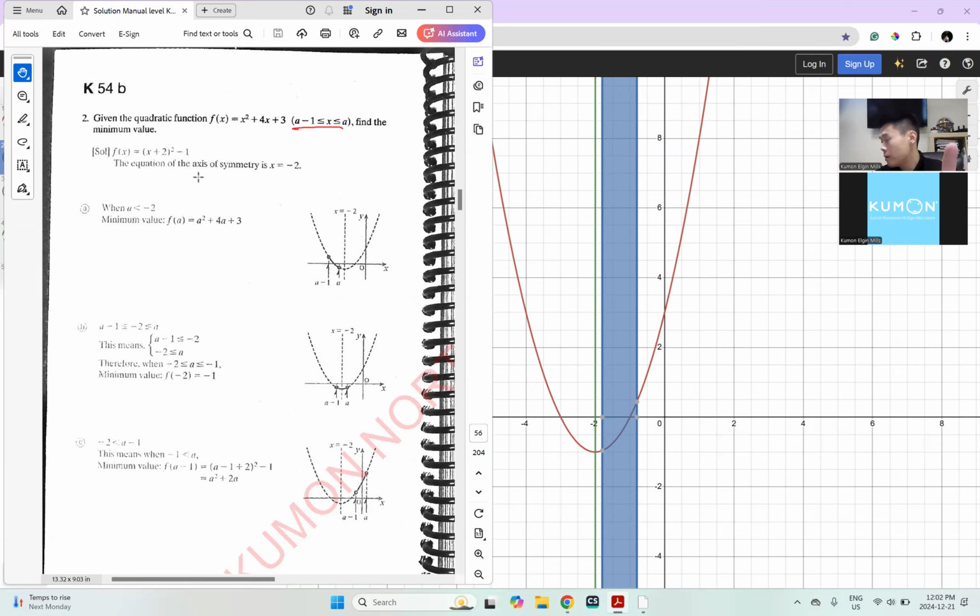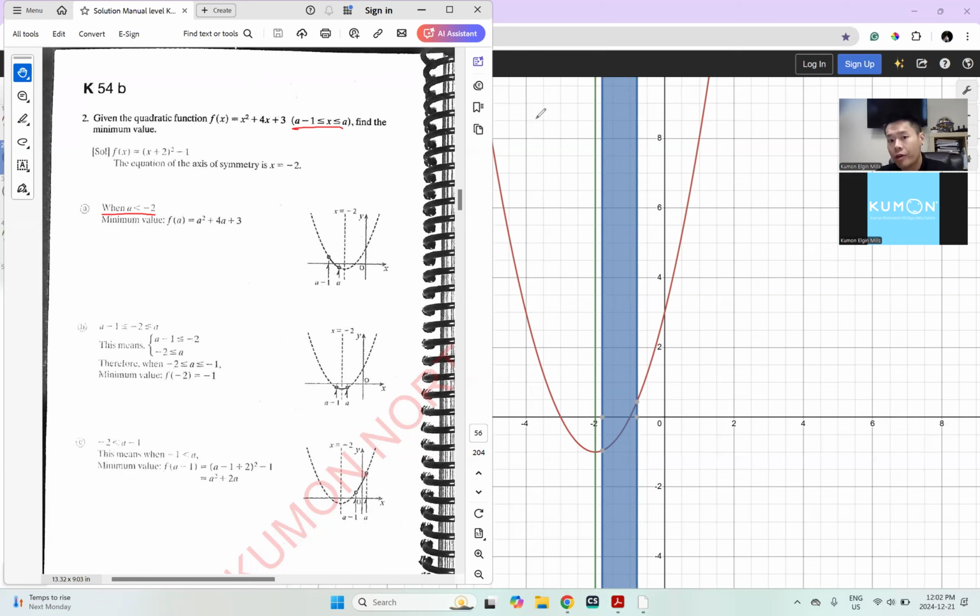So in this question, we're not analyzing x, because x is there. What we're trying to analyze is a minus 1 and a. What's the difference between them? And what kind of scenarios would I have, so that I have different types of minimum point? So for the first scenario, when a is smaller than -2, what does that mean?